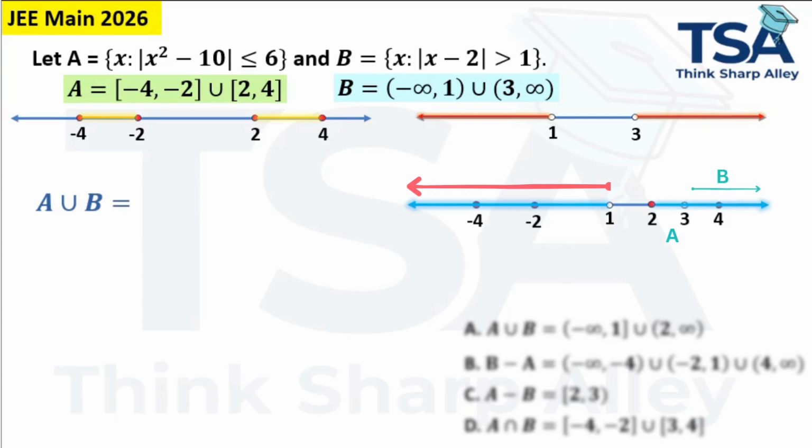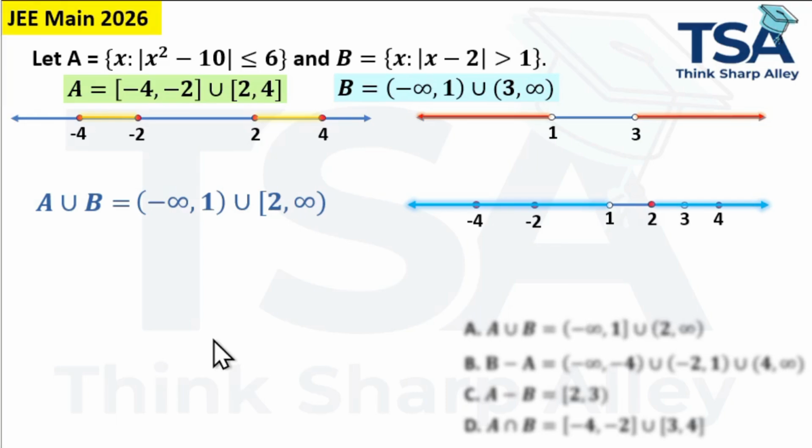And from 4 onwards, this region is covered by set B because it starts at 3 and goes to positive infinity, right? So when we combine them, we have the region from negative infinity up to 1. And then we jump the gap to start again from 2 all the way to positive infinity. So let's look at option 1.